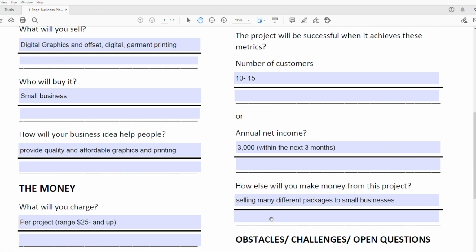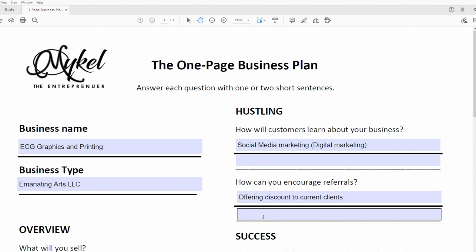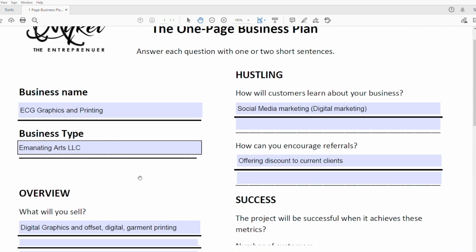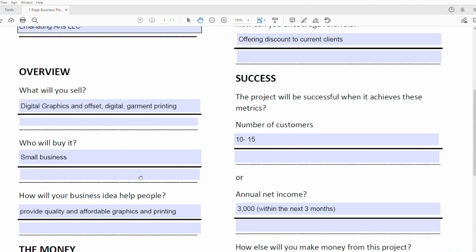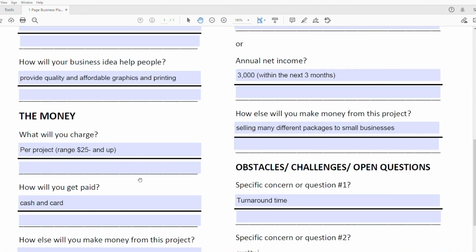That is pretty much it. That is the one-page business plan. You can use it as you need. Like I said, this business plan is going to be on my website, so you guys can check that out. And you can download it for free.